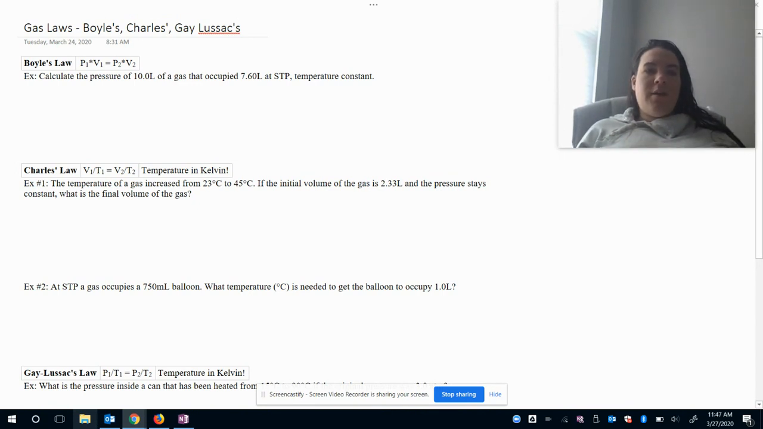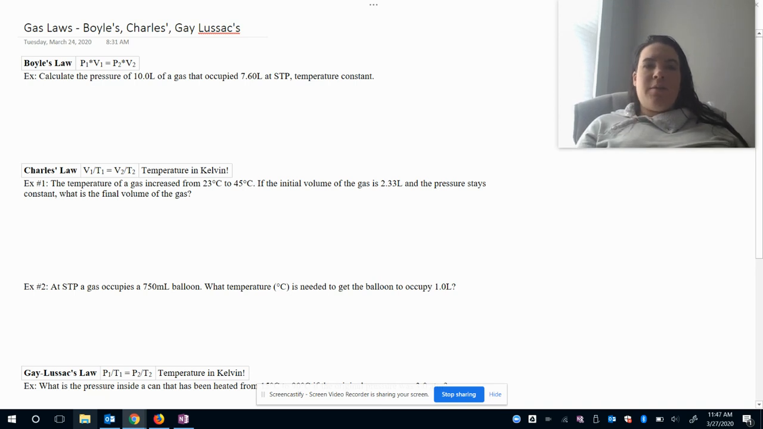With these, when you read the problem, we've got conditions at separate times. They should be on the same side of the equation, but what you call 1 versus 2 does not matter. So we're starting with Boyle's law, pressure and volume. We know that pressure and volume are inversely related. As pressure increases, volume decreases, and vice versa.